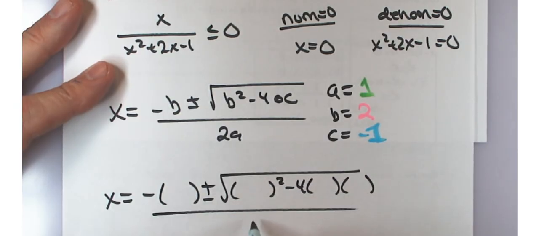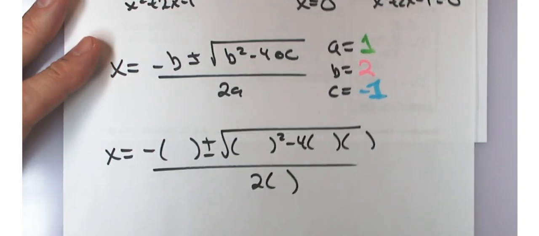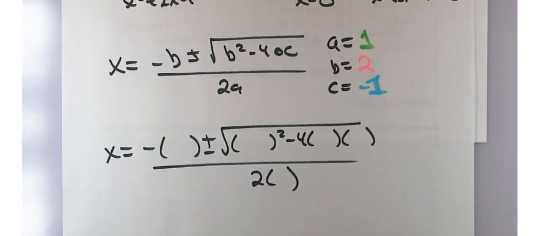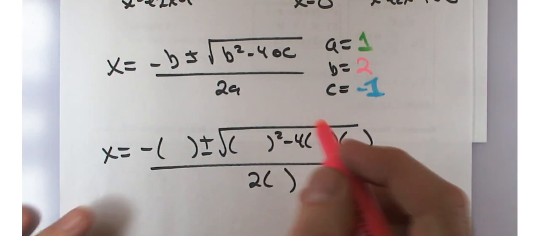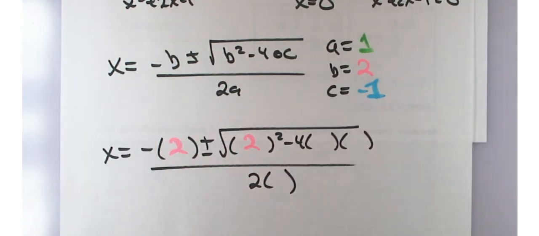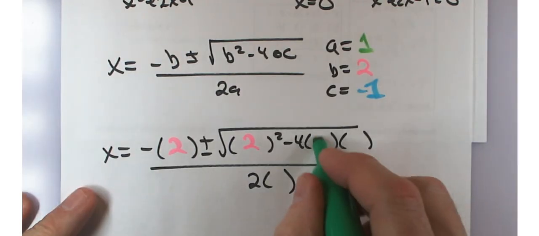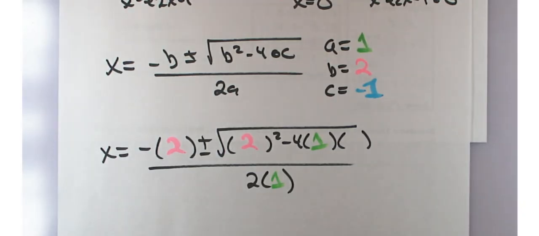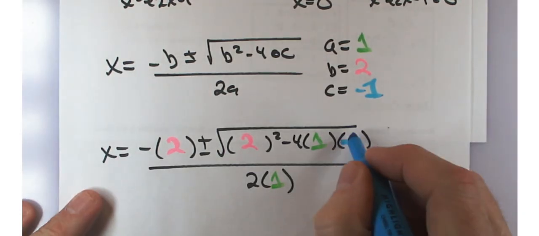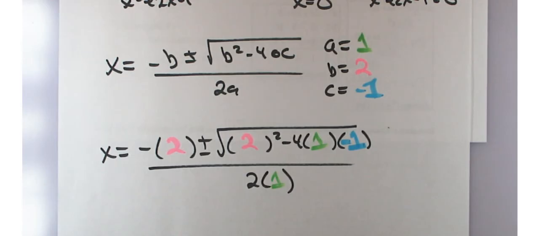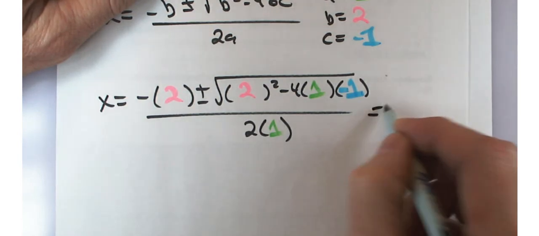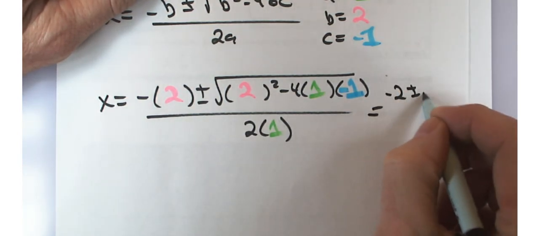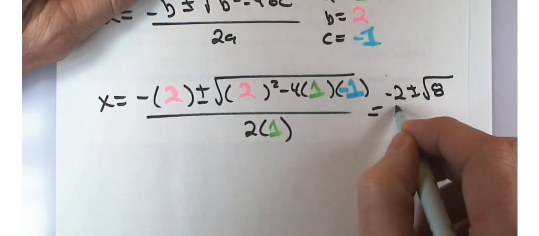The reason I suggest filling it in with parentheses is because when you have negatives involved, it's easy to make a mistake, especially if you have a negative b. We'll start out with that b. It's negative of 2. 2 squared minus 4 times a, which was 1. Let's give me another a there. And finally, we get to use that c up there. This is going to simplify to negative 2 plus or minus the square root of 8 over 2.